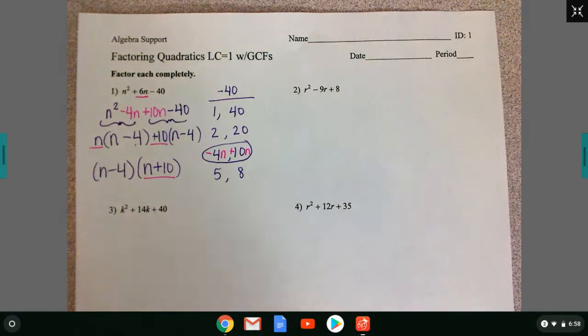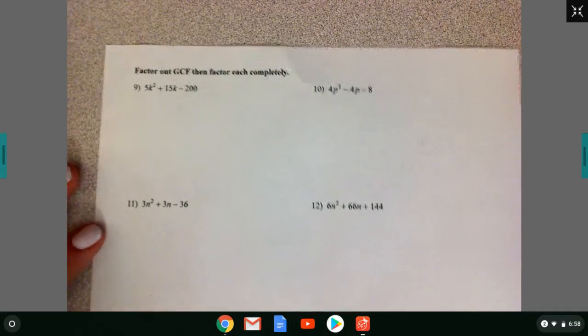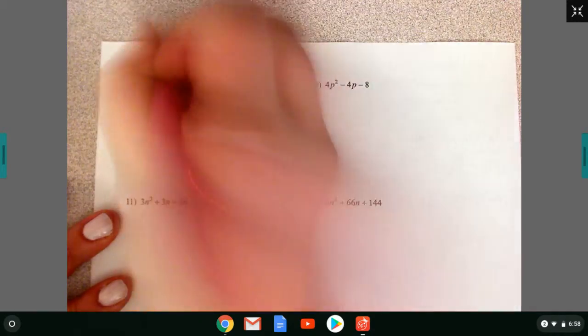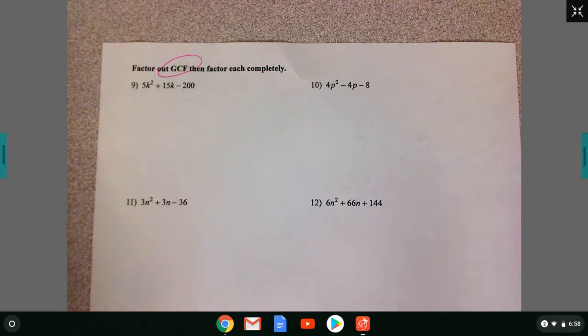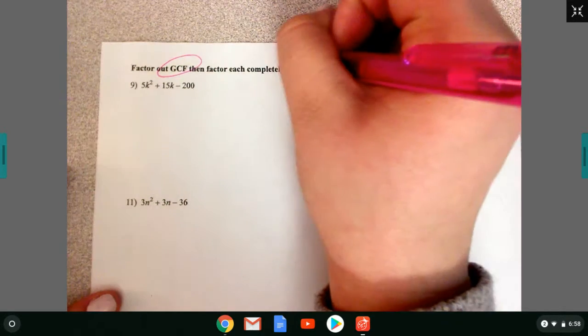And there you go, you just unfoiled. There we go. So the whole front is like that. There's 8 of them. Well, there's 7 to go, I should say. The back has one extra step. So factor out the GCF first, then factor each completely with unfoiling.